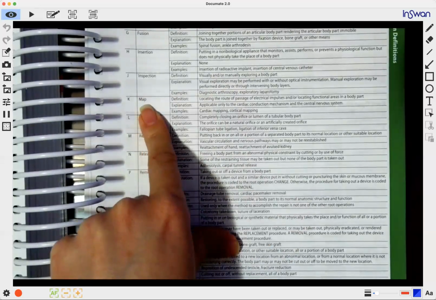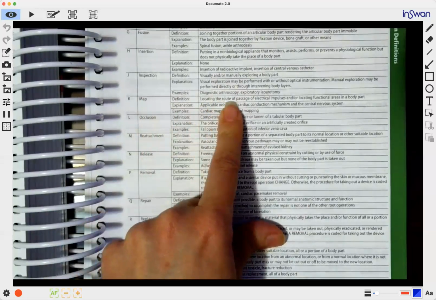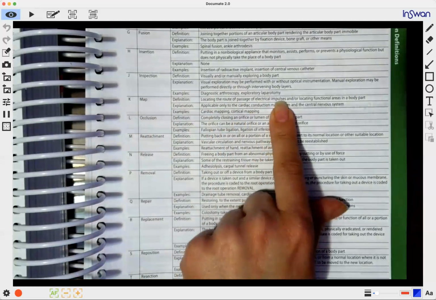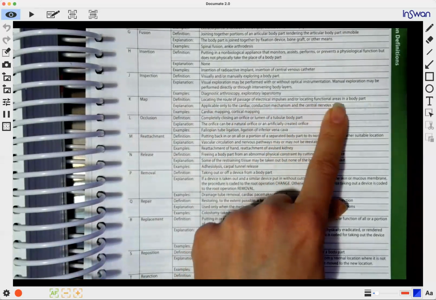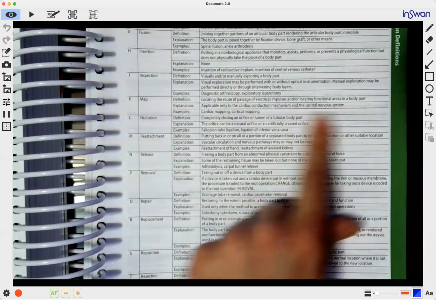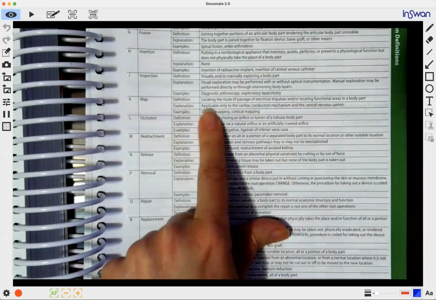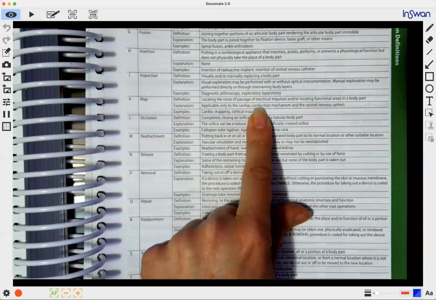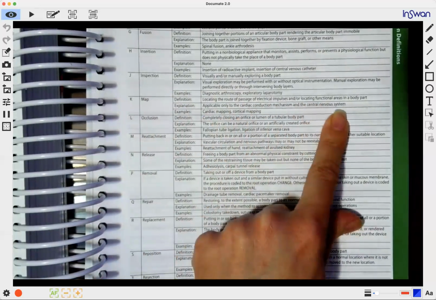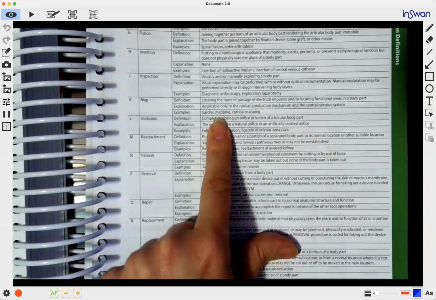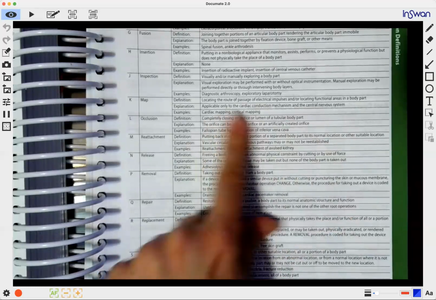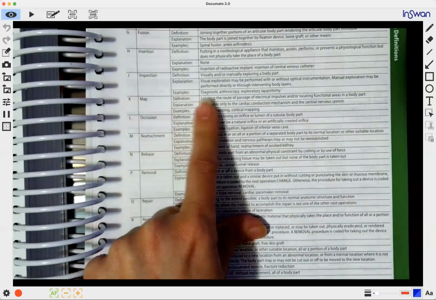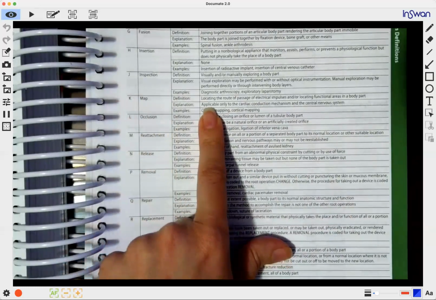Next, we have map, and that is locating the route of passage of electrical impulses and or locating functional areas in a body part. The key here on this one is that it's applicable only to the cardiac conduction mechanism and the central nervous system. So your cardiac mapping or your cortical mapping. So this is one that's used only in a few instances, and it's a very specific procedure.